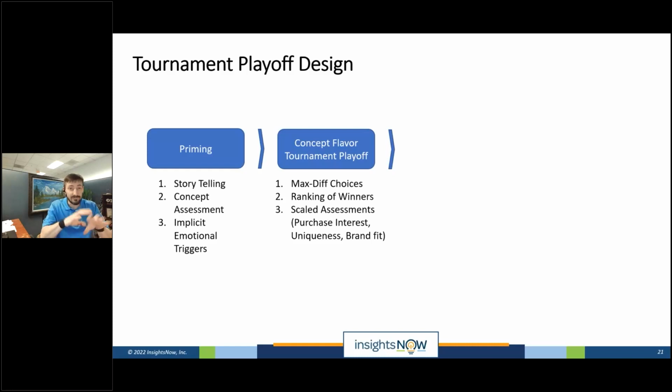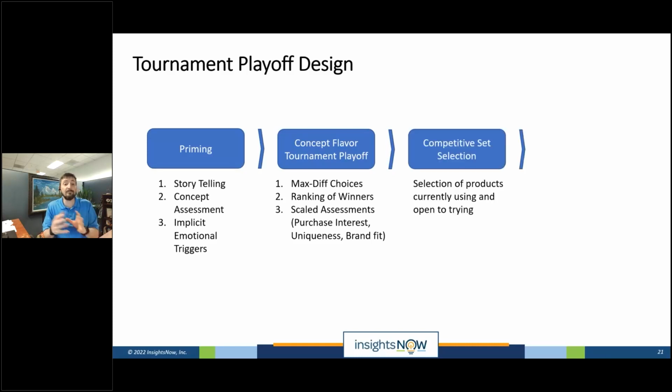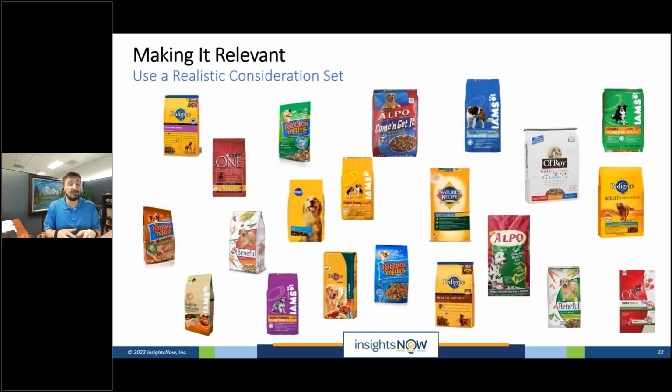And then you have the ranking. So you have the max diff, which is a choice exercise, winners and losers in sets. Then you do a ranking of the winners, all the things that win, you find out what their rank order is, and then do a scaled assessment. What's the purchase interest, the uniqueness, the fit to the brand for that particular flavor combination. And all of those things go together to come up with an overall index, which lets us identify which are the most likely flavors to drive choice. Then after that, we had people select their competitive set of products. So this is going back and looking at making it relevant by using a realistic consideration set.